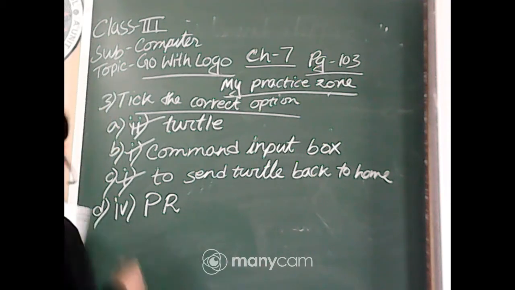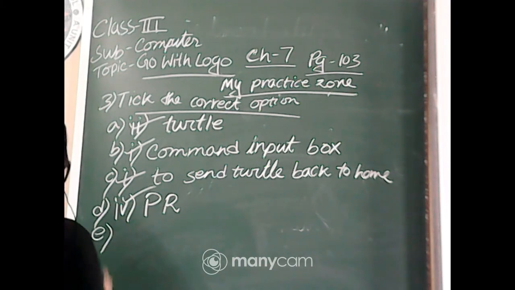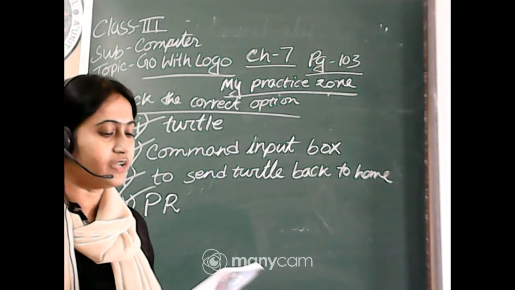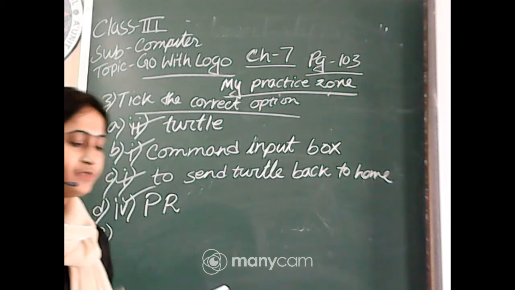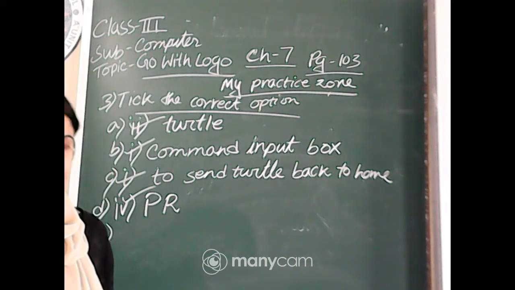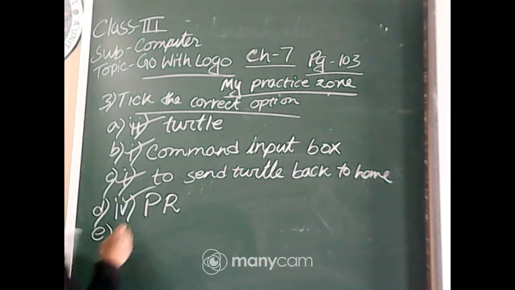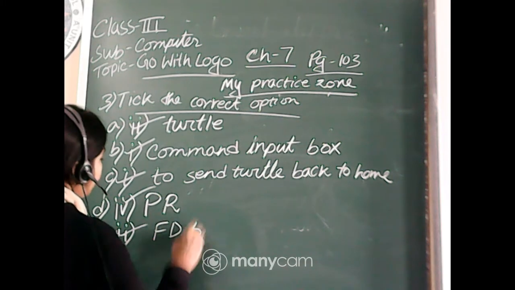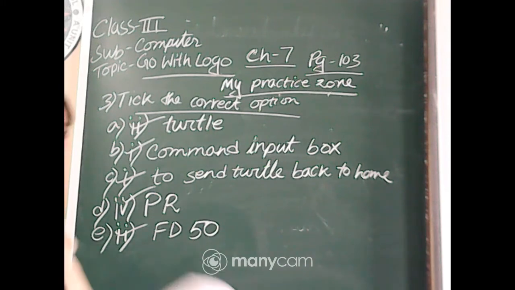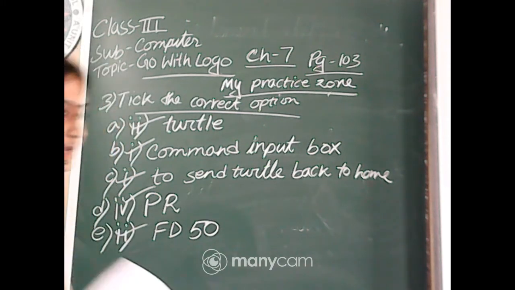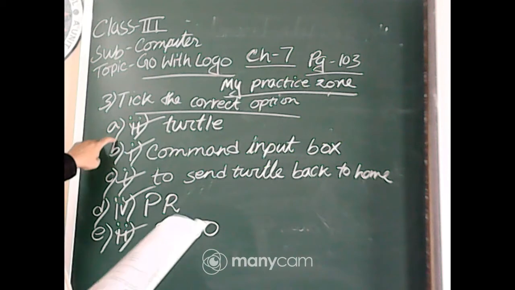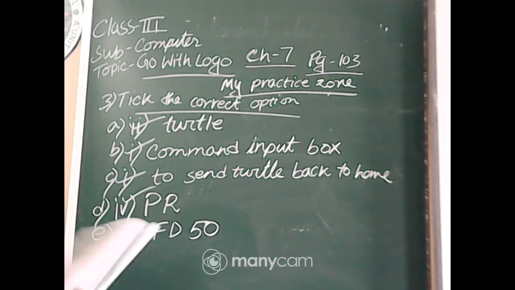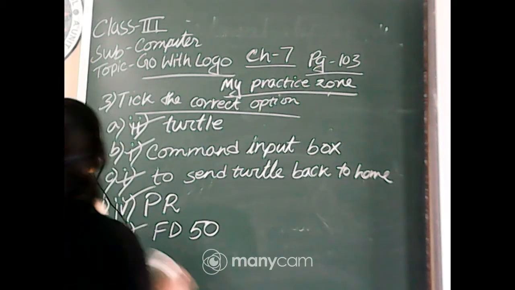Next, number E. The primitive used to move the turtle 50 steps forward is 50 FD, FD 50, FD 50 steps, or RT 50. Here option 2 is the correct answer. Option 2, FD 50. I hope you have completed it. So A, option 2. B1, C1, D4 and E2. Now I have to rub the board for the next part.